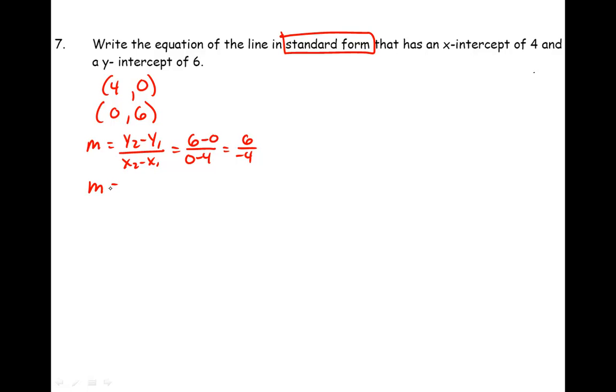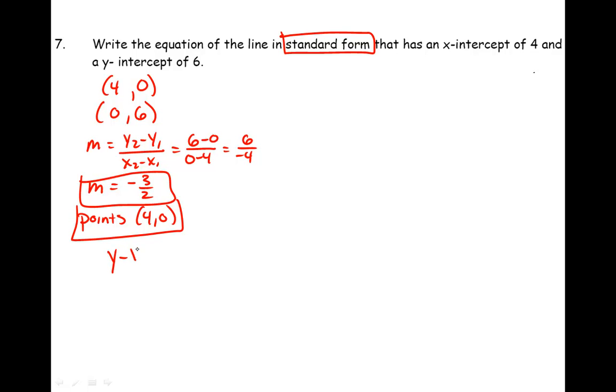And when you reduce, you get that the slope is equal to negative 3 halves. So I have my negative 3 halves. I just need to take one of my points. I'm going to go ahead and take the x-intercept, which is (4, 0). Now that I have a slope and a point, I do exactly what I did on the last standard form problem. I plug it into my point slope form.